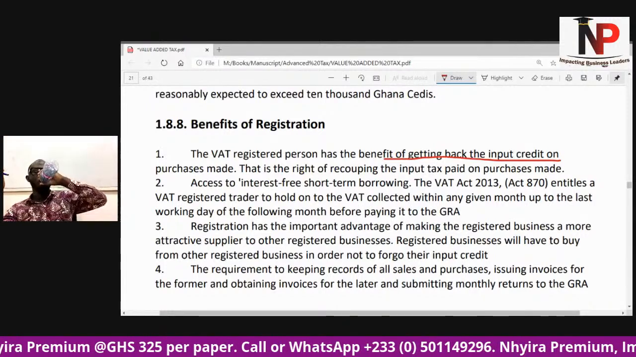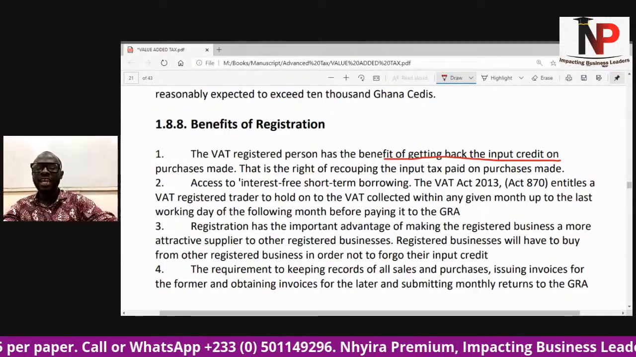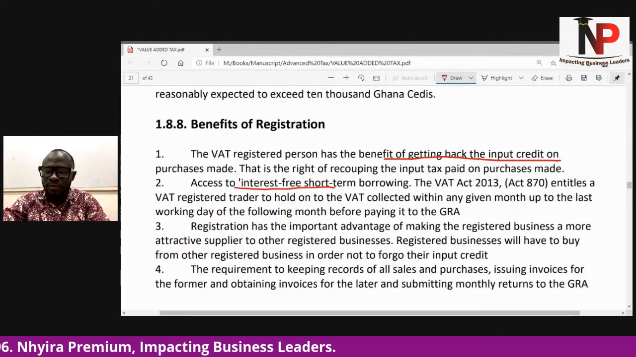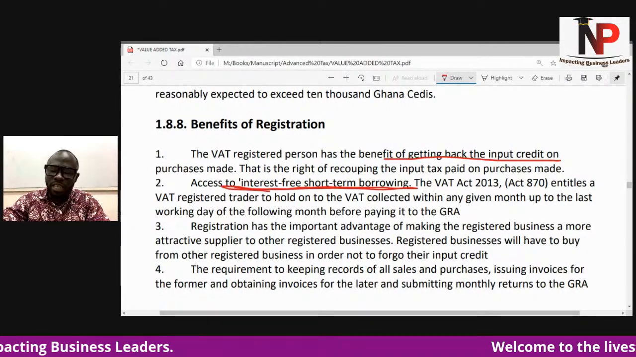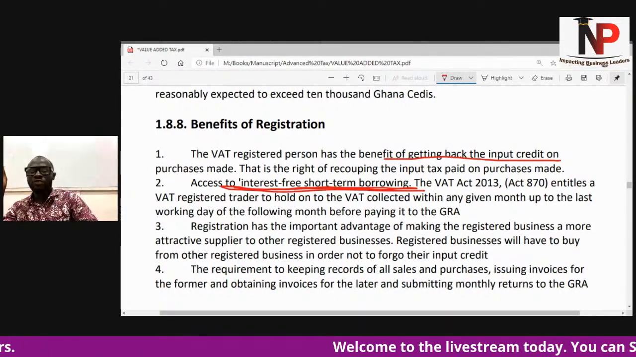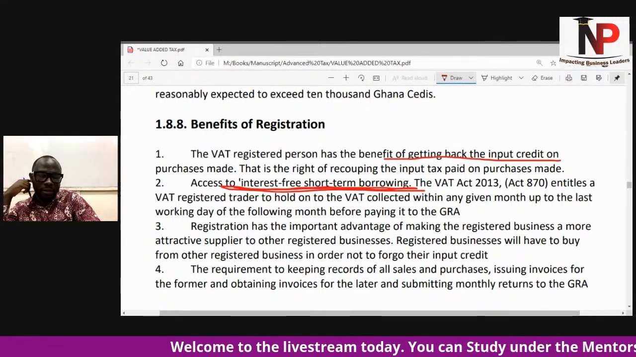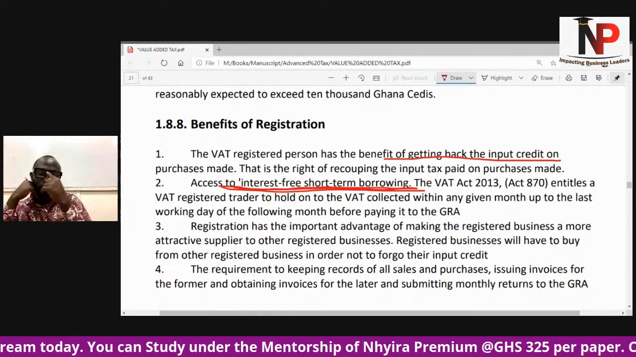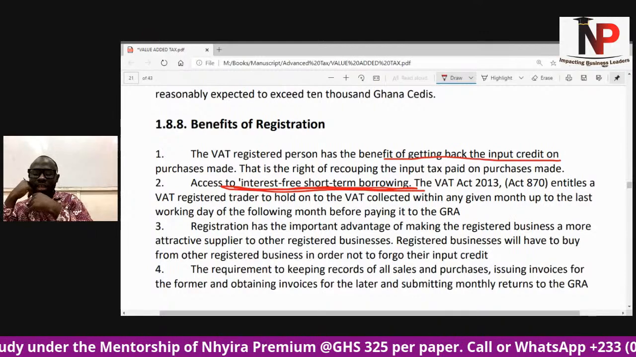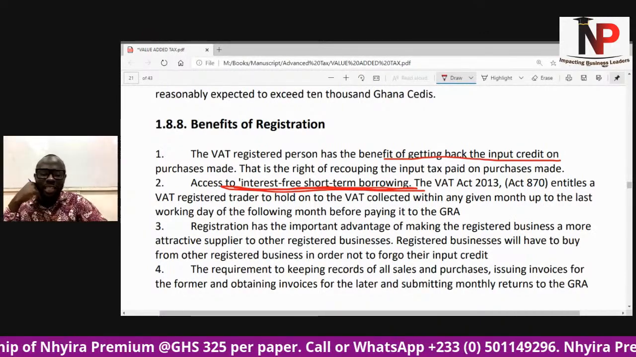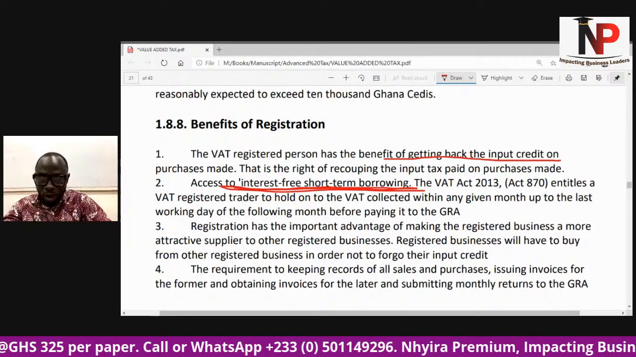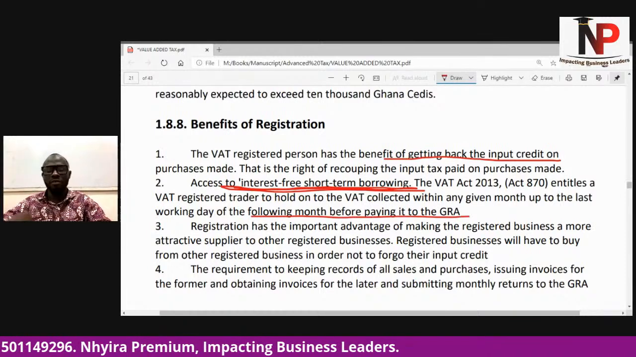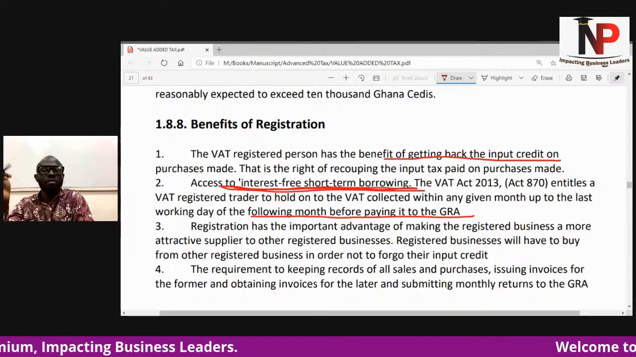Two, access to interest-free short-term borrowing. This one is a controversial benefit. Is it interest-free short-term borrowing? What do we mean by that? According to the VAT Act, a VAT registered trader is entitled to hold on to the VAT collected within any given month up to the last working day of the month before paying it to the GRA, the Ghana Revenue Authority. So what do we mean by that?